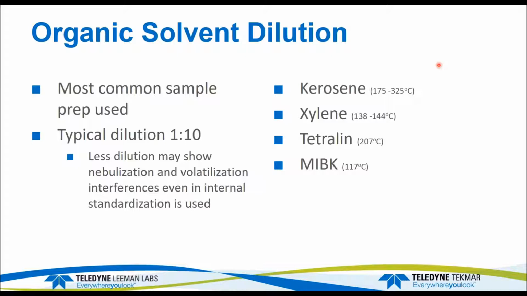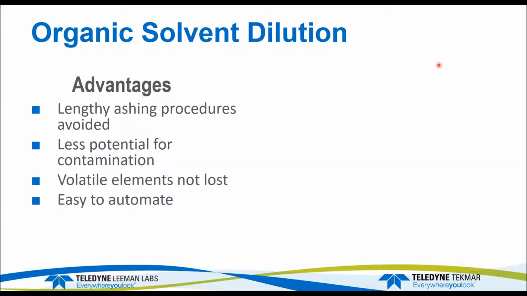That's a challenge to use that solvent. You have pump tubing issues, and it really smells up the lab when you use it. So I have avoided that. I've primarily done kerosene and xylene; those are probably the two that I've used most in the past. Right? The advantage of the solvent dilution is you avoid the ashing procedure, so you reduce the potential for contamination. You're not going to lose volatile elements, and it's a very easy procedure to automate.